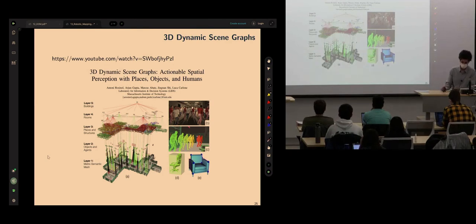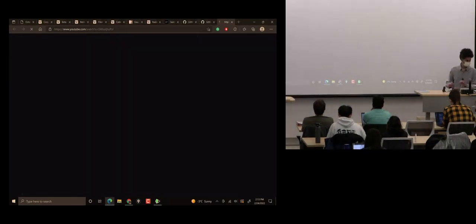Layer 2 is about objects and agents. Layer 3 that they introduced is about places and structures. Layer 4 is about rooms. Layer 5 is the building. So that can give a way of building this map. Now, at this point this is offline. I think it's undergoing some work to be online, to be a real-time way of mapping. It will be interesting to have something like that.